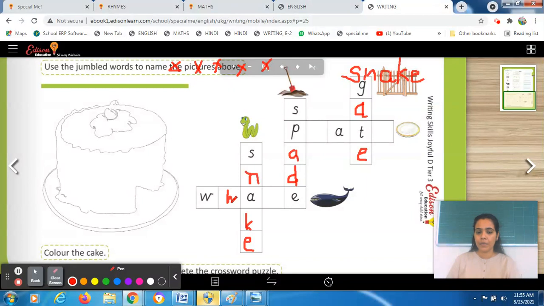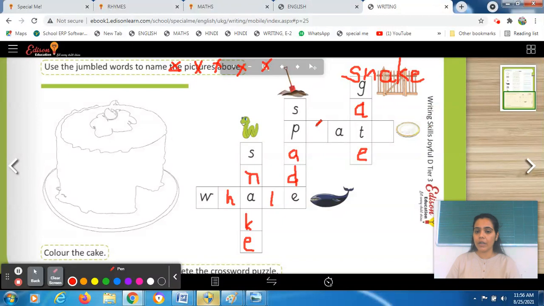H A L E. Whale. What is this? Whale. The next one. See this picture. This is the last one. So this is plate. What is this? Plate. So you have to write per.